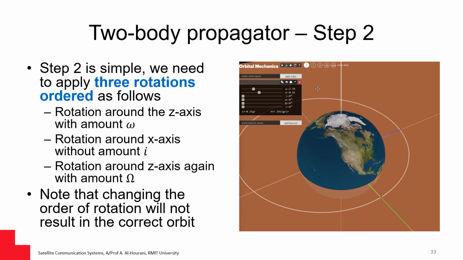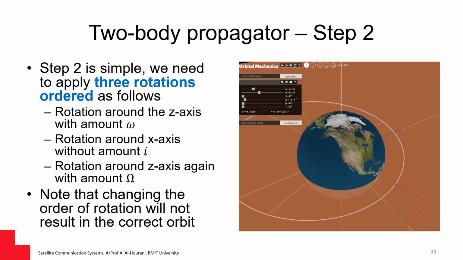We will see here an example of how the 3 rotations are applied as part of step 2. First, look at the white orbit. This is the base orbit, and you can see the base orbit is now aligned with the xy plane. The first rotation is around the z-axis. Here's the z-axis, and we're going to rotate by an amount small omega, which is the argument of the periapsis. Note here the rotation is happening around the z-axis.